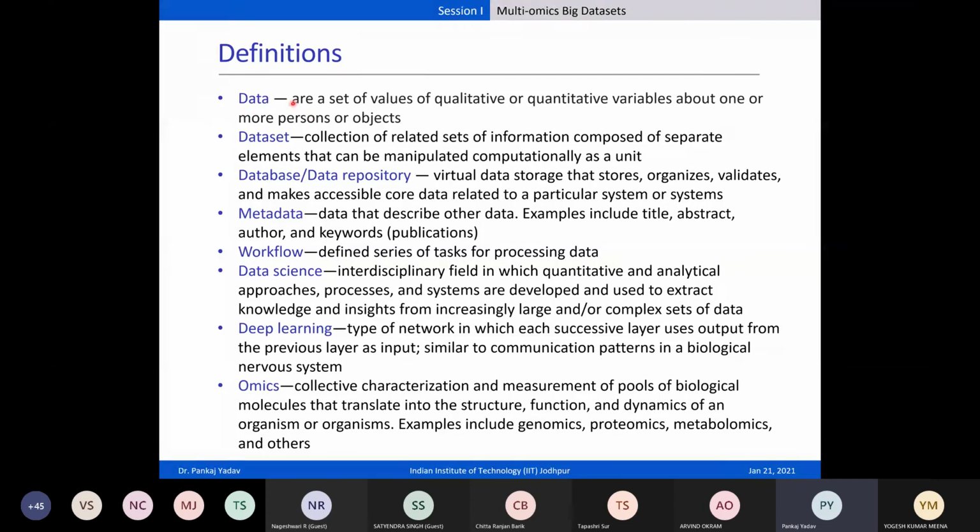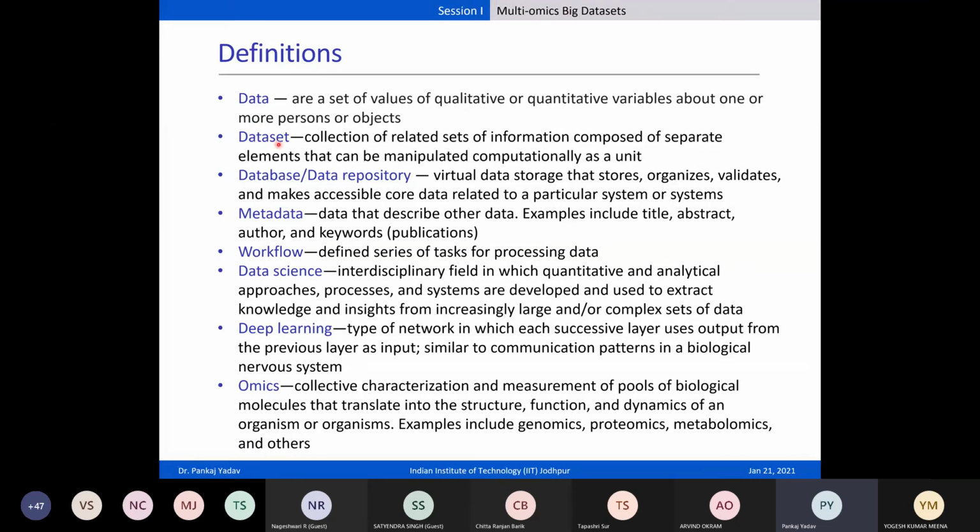What is data? Data is basically a set of values of qualitative or quantitative variables about one or more persons or subjects. So it can be qualitative in nature or quantitative. For example, you can have the body heights of individuals, or let's say the body weights. Qualitative data can be, let's say, conditions which are categorical, and you will find a lot of examples in biology itself, like different conditions where you perform the experiment.